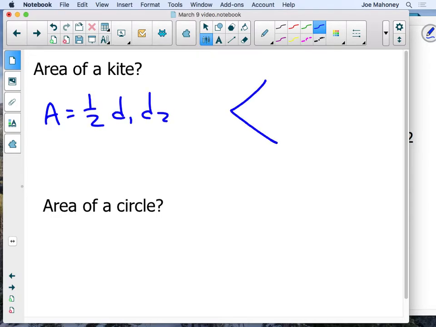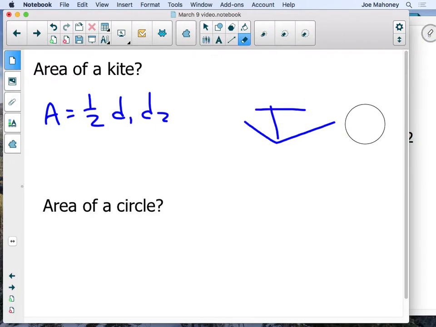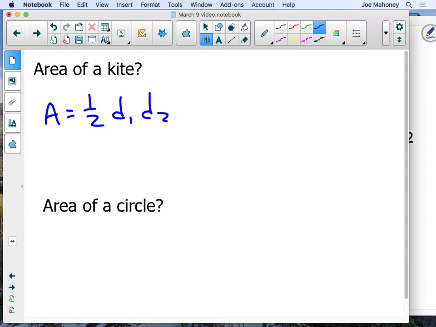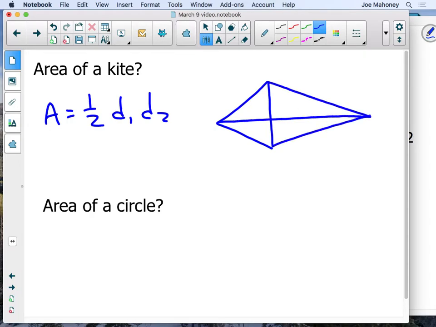Let me see if I can draw myself a good-looking kite. That's horrible. Stop. Redo. Here's a little trick when you draw a kite. I like to do this: I draw that, then I draw that. There we go. So D1 and D2 are my diagonal lengths.